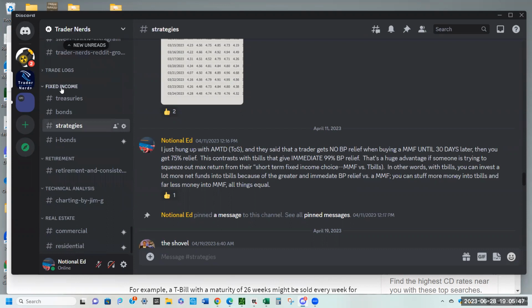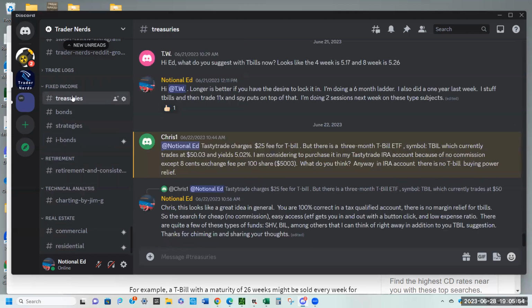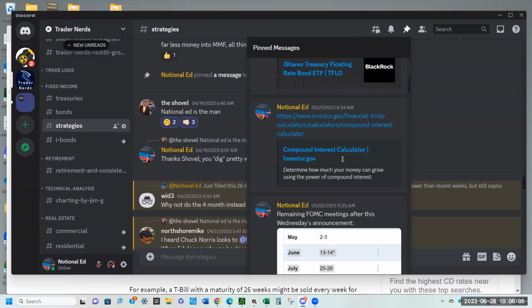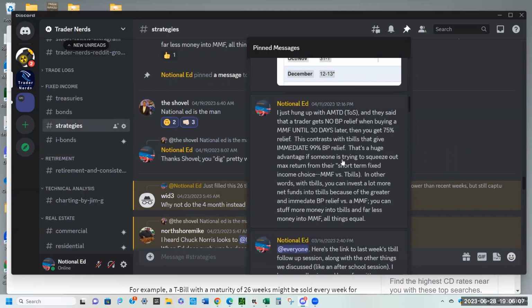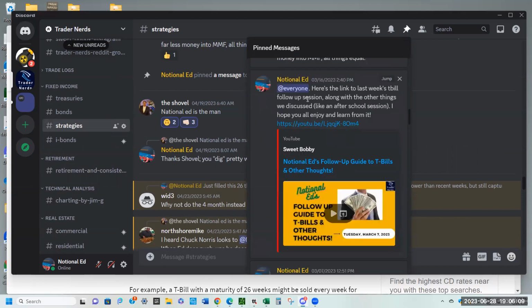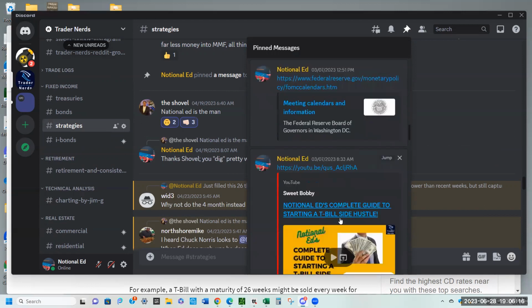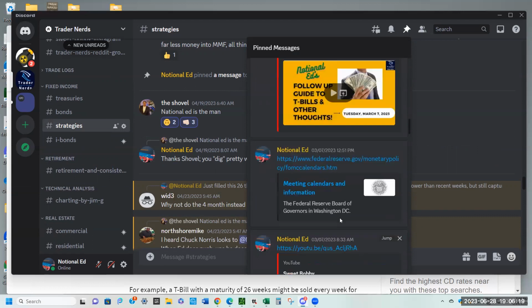In the Discord, we have this fixed income section with treasuries, bonds, strategies, and I-bonds. There are some good things pinned in the treasury section and the strategy section, and that's a great place to check out a lot of what I'll be talking about tonight. So I have all kinds of things in here. I have my second Tbill video. If you have not watched this one, it's a great deeper dive.